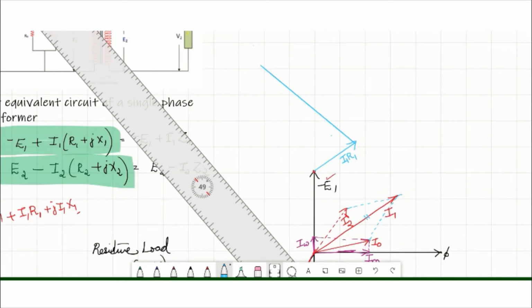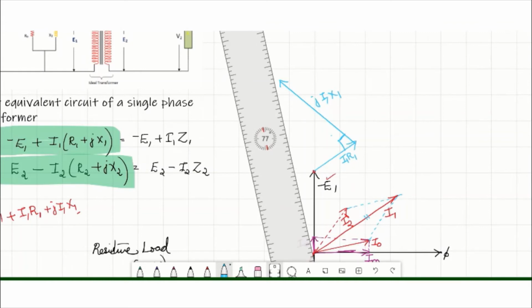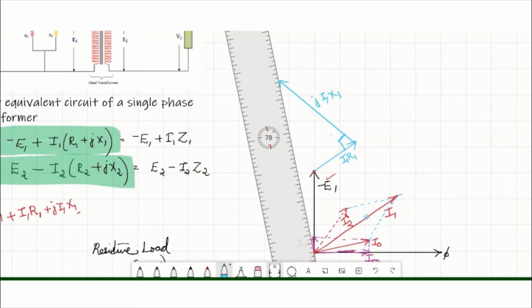This will be I1 into X1. J I1 X1 will be 90 degree with I1, or will be perpendicular to I1 into R1. Now we have to draw the resultant of these three: minus E1, I1 R1, J I1 X1. The resultant will be this one, the sum of these three vectors.